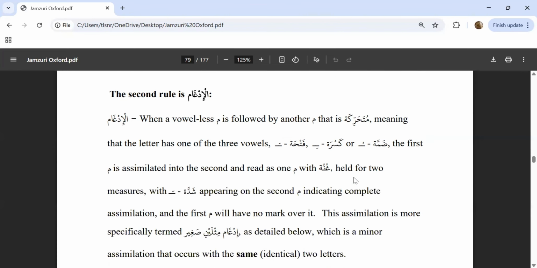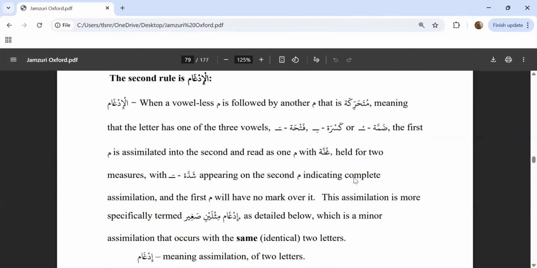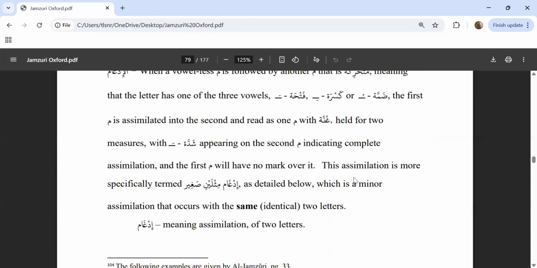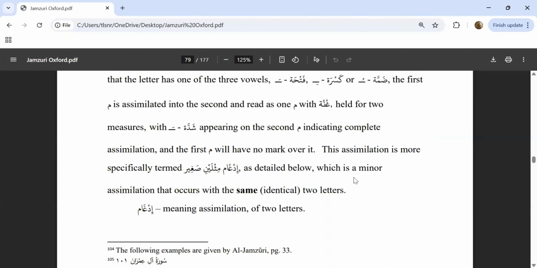So then the second rule is idgham. We already know from the chapter of noon sakina and tanween that when we make idgham, we are going to assimilate or merge the sound into the next letter. So again, the first meem is assimilated into the second meem, and it's read as one letter, as one meem with a ghunna, and we hold that for two measures.